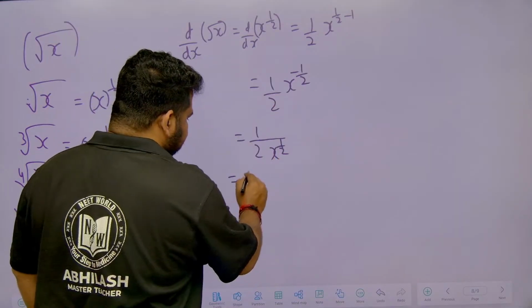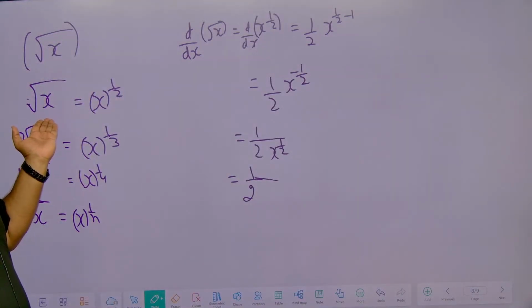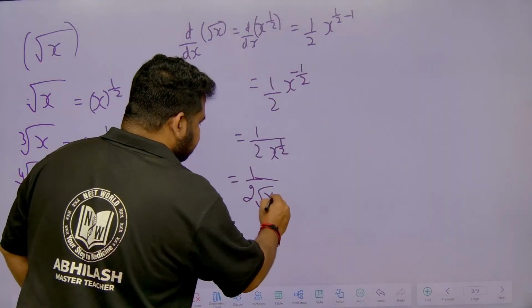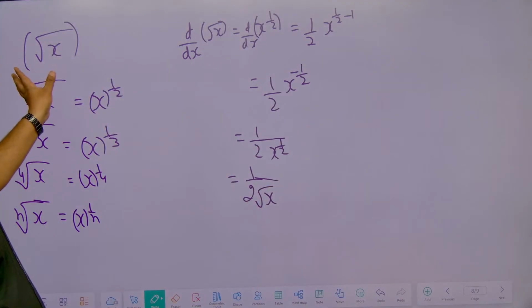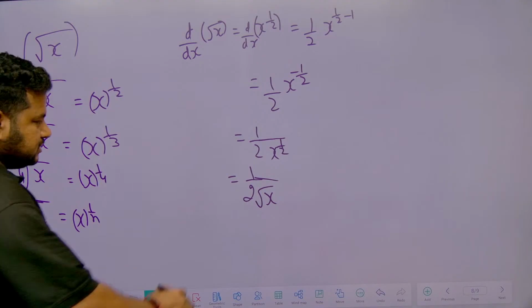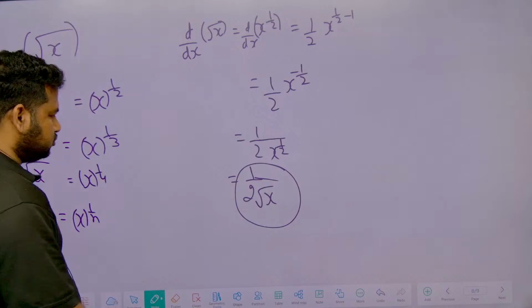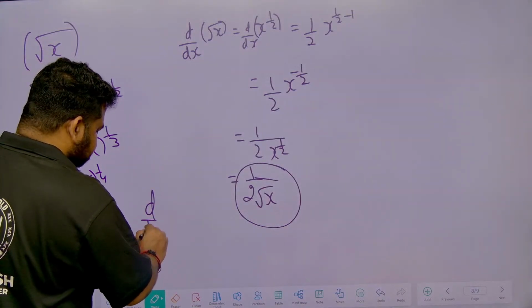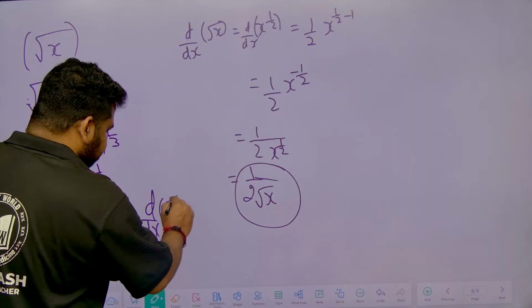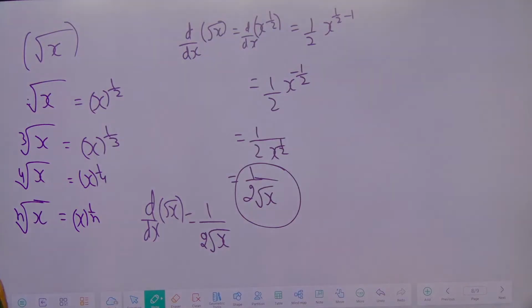So this is nothing but equal to 1 by 2. x to the power of 1 by 2 is nothing but square root of x, right? So you will get it as 1 by 2 root x. So the formula of d by dx of square root of x is 1 by 2 root of x. These many steps you don't need to do and waste your time. Please remember this: d by dx of square root of x is equal to 1 by 2 root of x. Got it? Clear? Make a note of it.